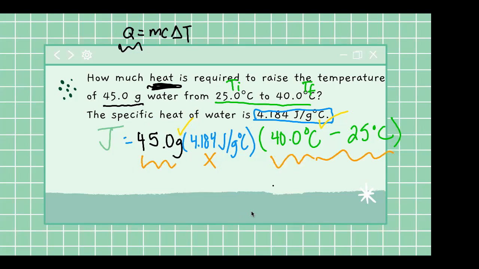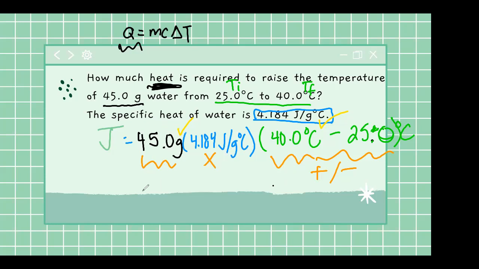So for sig fig rules of addition and subtraction, I'm so sorry, this is supposed to be 25.0 degrees Celsius. Okay, since they are in both, they both have one decimal spot. This one's pretty easy. So this one would have 3 sig figs, with 1 decimal. And then this one is also the same.